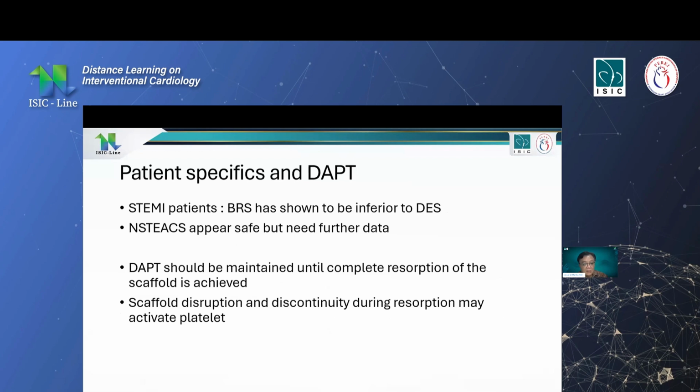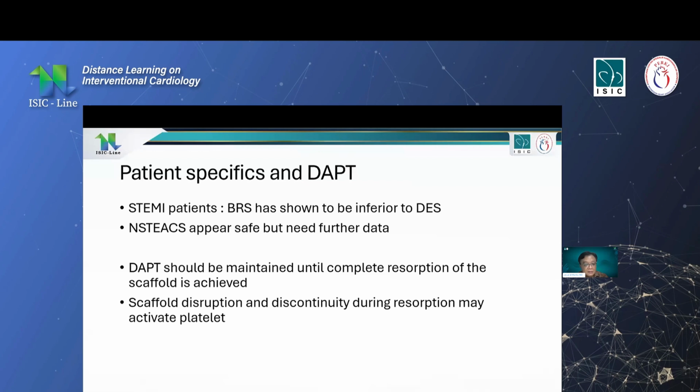So how long should the DAPT be given to the patient when you put a BRS? It should be maintained until complete resorption of the scaffold. So if the resorption time is 12 months, you must give DAPT for 12 months. If 2 years, then it should be 2 years.